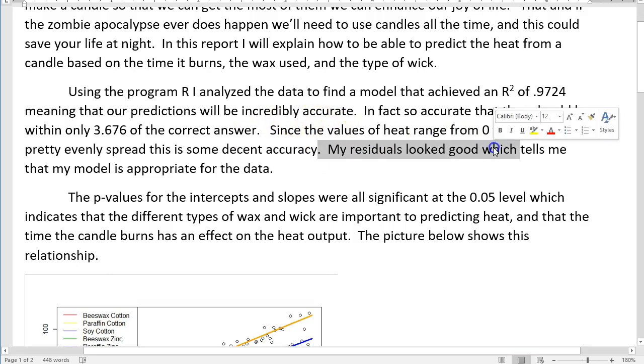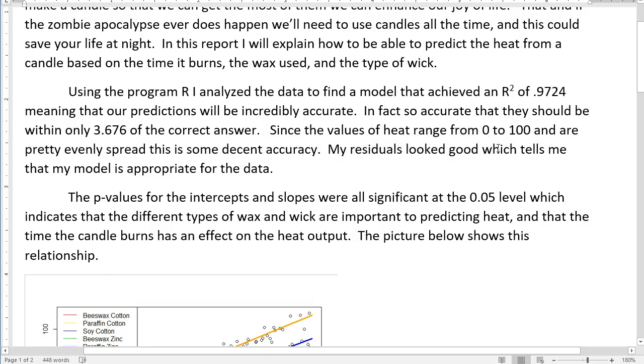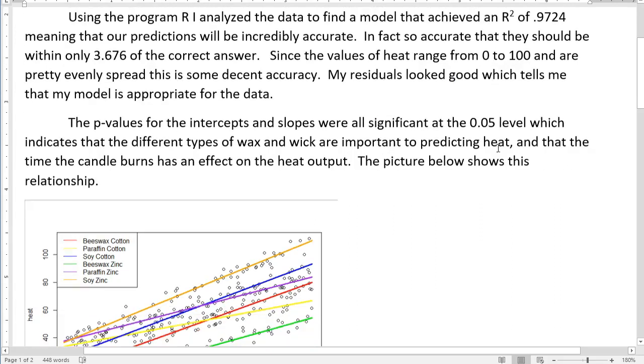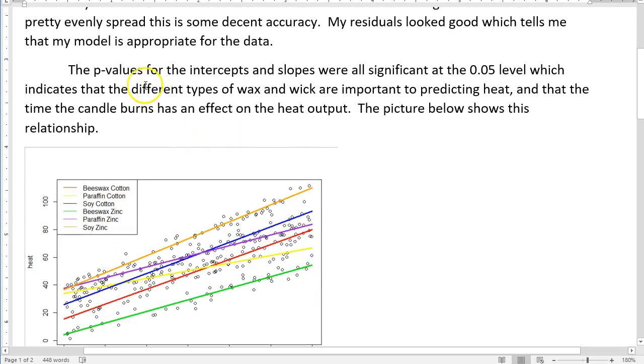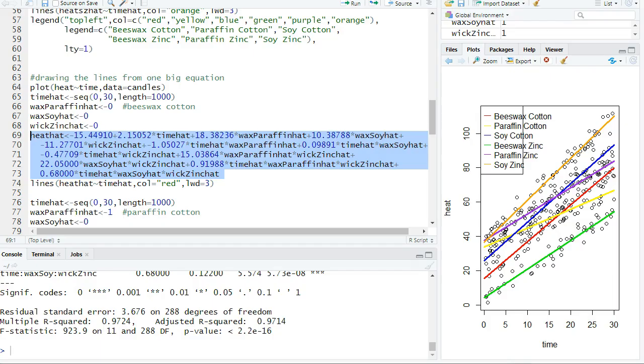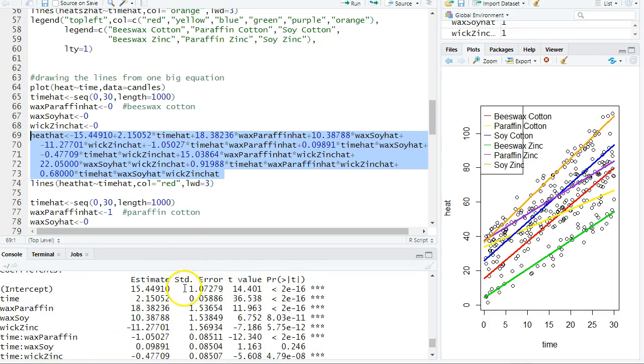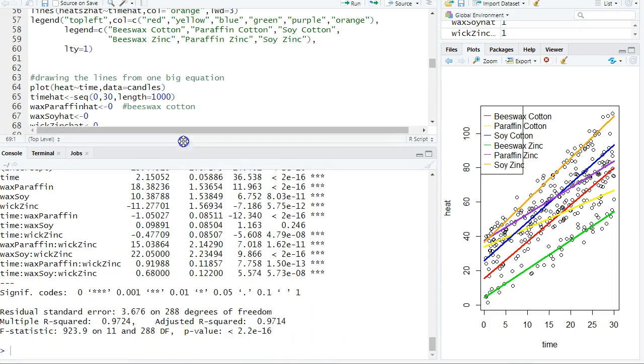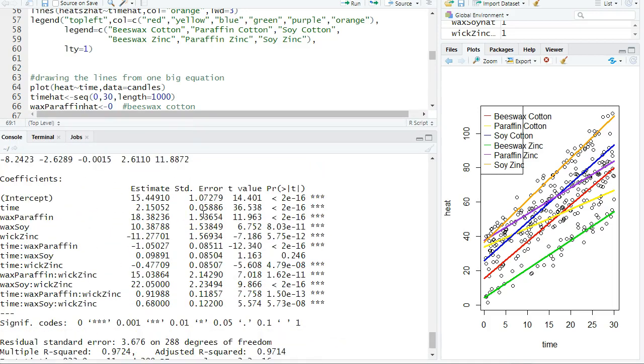I made sure to mention my residuals look good. I can't remember if I put that in my last report or not. If I didn't, I would have lost points there. The p-values and the intercepts and slopes were all significant. Now, when I say that, I'm thinking about all these guys here. And there's a lot of p-values and slopes and intercepts. I don't think a client wants me to go through this. They don't want to see this and they don't understand it.